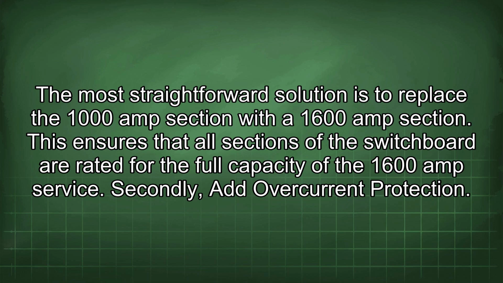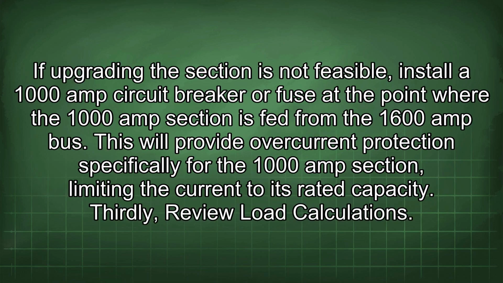Secondly, add overcurrent protection. If upgrading the section is not feasible, install a 1000 amp circuit breaker or fuse at the point where the 1000 amp section is fed from the 1600 amp bus. This will provide overcurrent protection specifically for the 1000 amp section, limiting the current to its rated capacity.